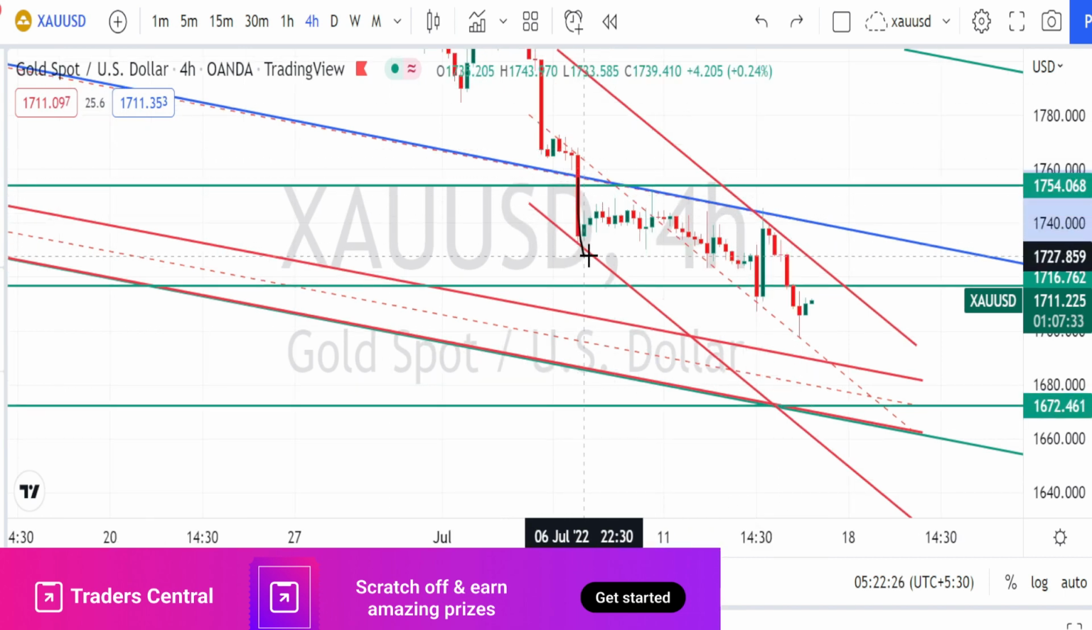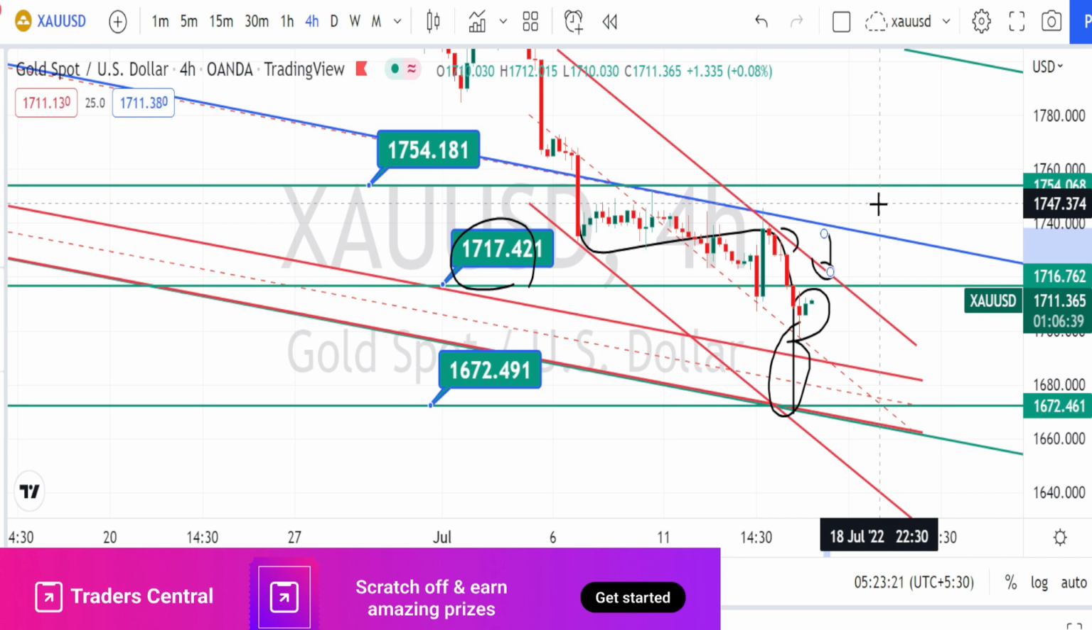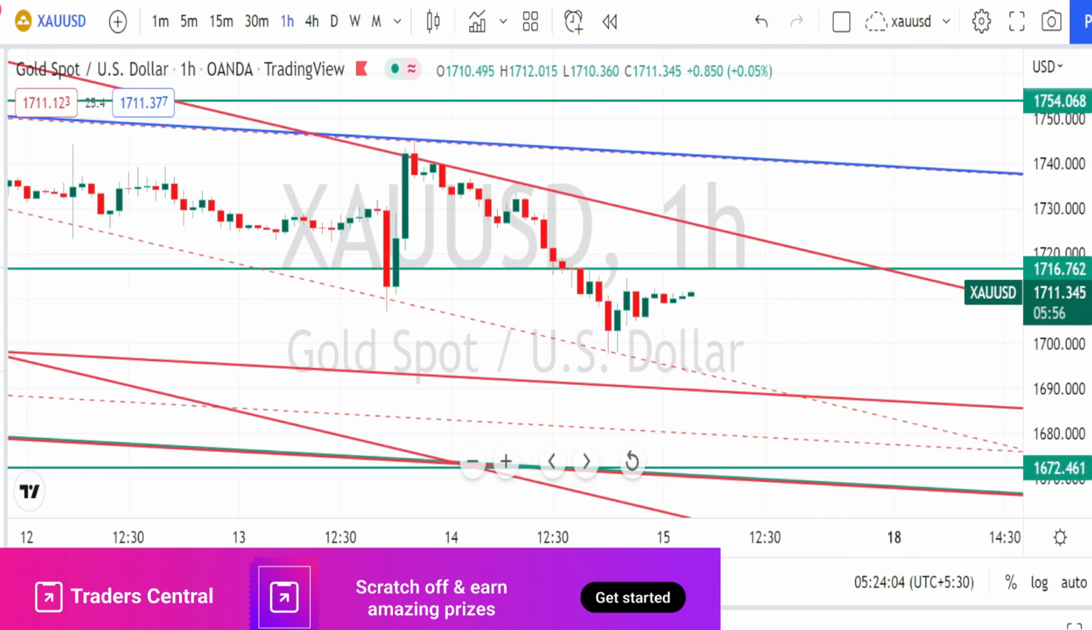So the price action in 4 hours time frame is also in a bearish trend, and we have some more space for the price action to trend down on the bearish side. Let us do the analysis in hourly time frame. I am in hourly time frame.